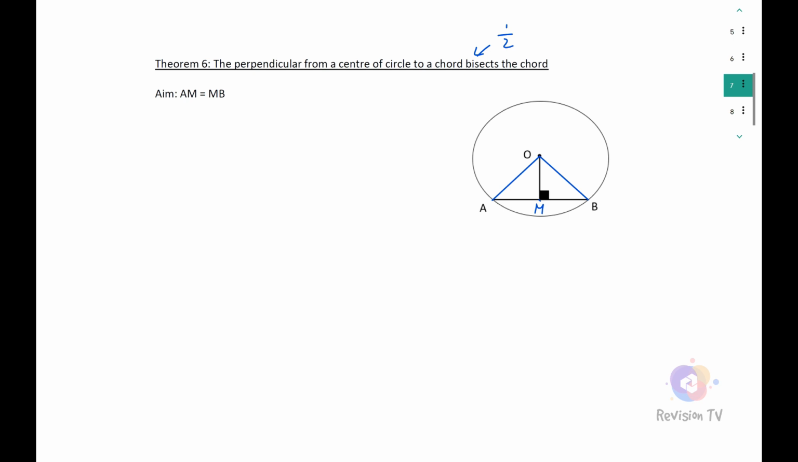So this is how it goes. To prove RHS, R stands for right angle. So you have to say angle OMA equals angle OMB equals 90 degrees. Well, clearly, because if that's 90, that will also be 90 as well. You can write angles on a straight line, I guess. So that's the R.